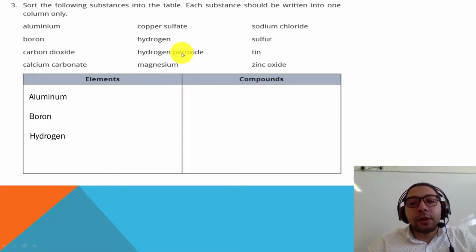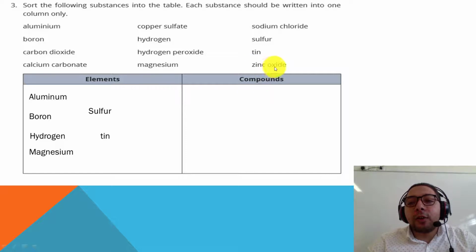So we cannot place it in the element, but we have magnesium. Magnesium is only one element, so we place it in the element section. Sodium chloride. Sodium chloride, as you can see, it's sodium and chlorine. So these are two, but we have sulfur. This can be considered as an element because it's only one pure substance. Then after that we have tin. Tin is a pure element which can be added to the element column.